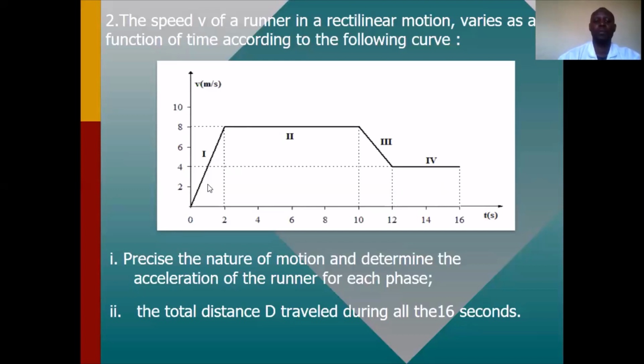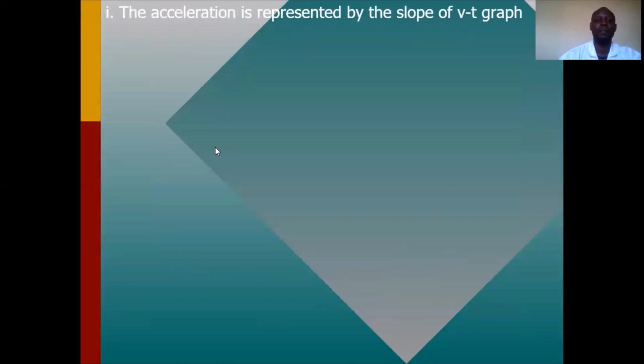The slope is the vertical change divided by the horizontal change. Here we have no slope in phase 2, because we have a horizontal straight line, and in the last phase we have no slope, which means we have no acceleration. For phase 3, we have negative acceleration, and in phase 1, we have positive acceleration. As I said before, the acceleration is represented by the slope of the velocity-time graph.